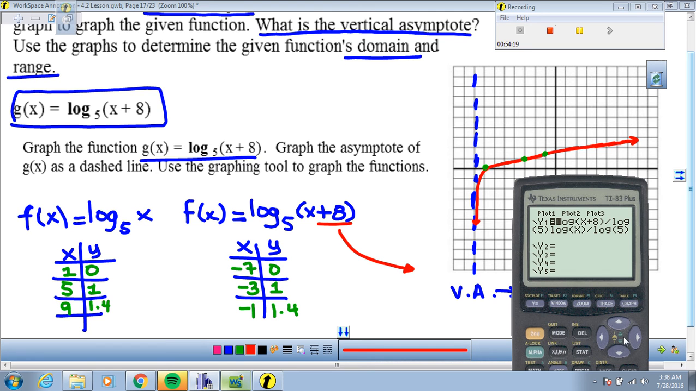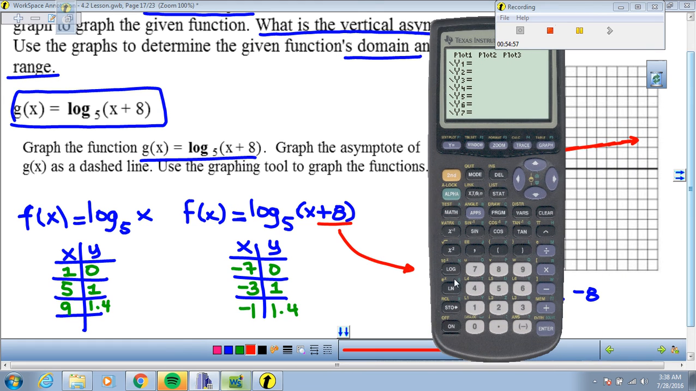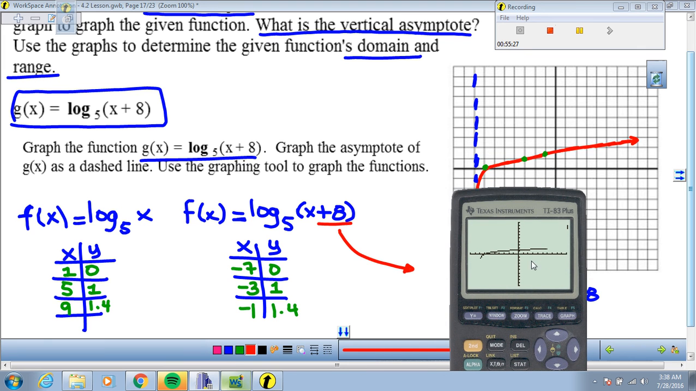Oh my gosh, what did I do? I put everything in the same one. Log of x plus 8 divided by log of 5. That is the transformed one, and I didn't click on going below. For the second one, I'm going to put the original, log of x divided by log of 5. So that's the transformed version, and over here somewhere it's going to be the original. The second one was the original.